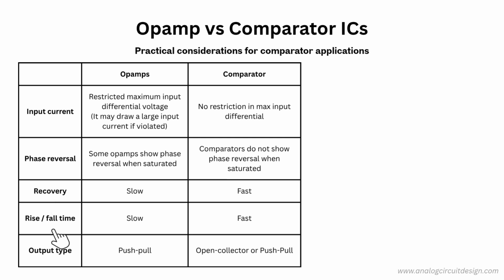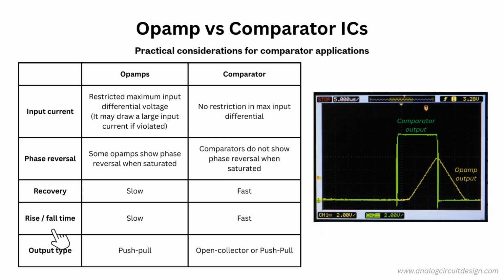The compensation capacitor in op-amp limits the rise and fall time. There is no such compensation capacitor in a comparator, so comparators have faster rise time for same power.